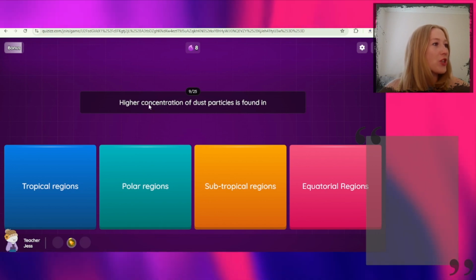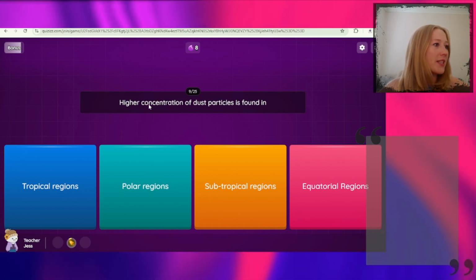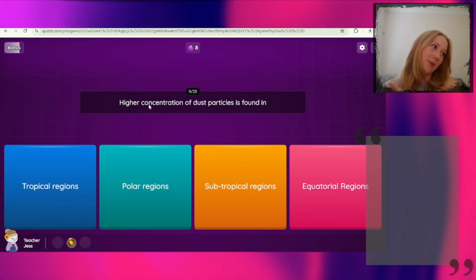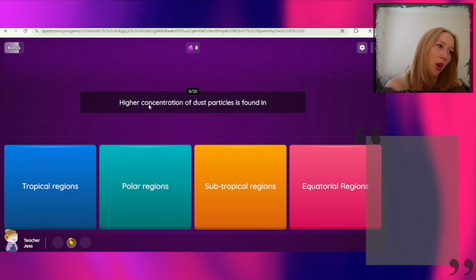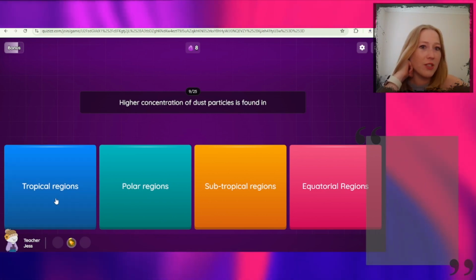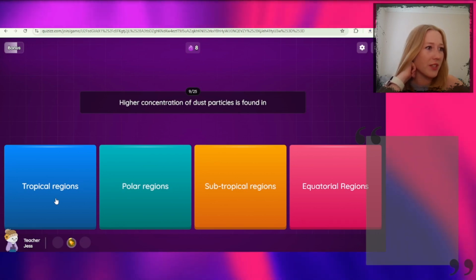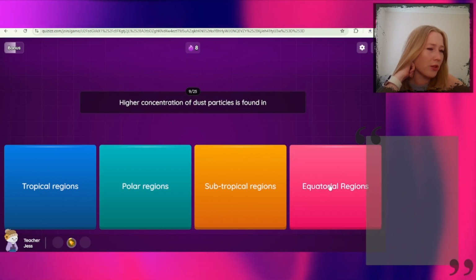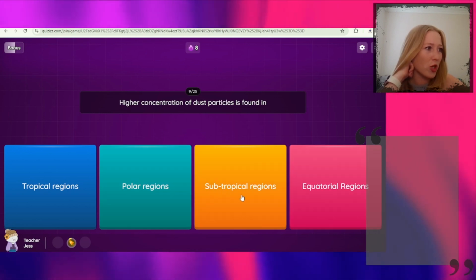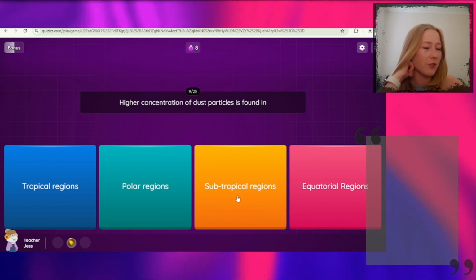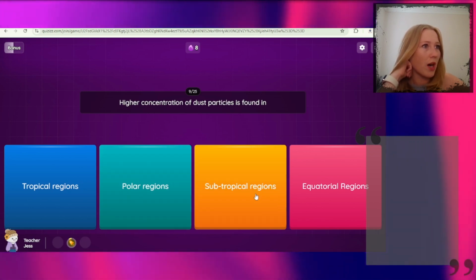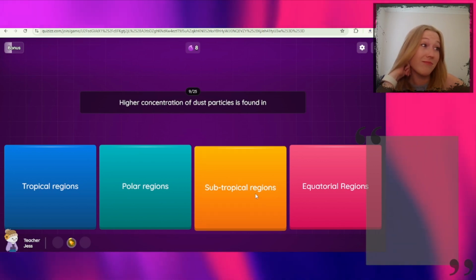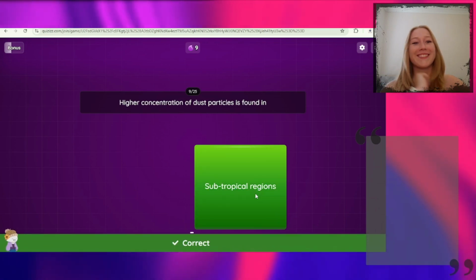Higher concentration of dust particle is found in. Oh, this is challenging. I'm going to say subtropical regions. Tropical is a lot of rain, so I don't see that being very dusty. Polar is icy. Equatorial, also a lot of rain. I'm gonna say subtropical because that's where we get our high pressure cells. So that's where we have the subtropical highs. I would expect it to be dry, deserty, probably dusty. Yes.